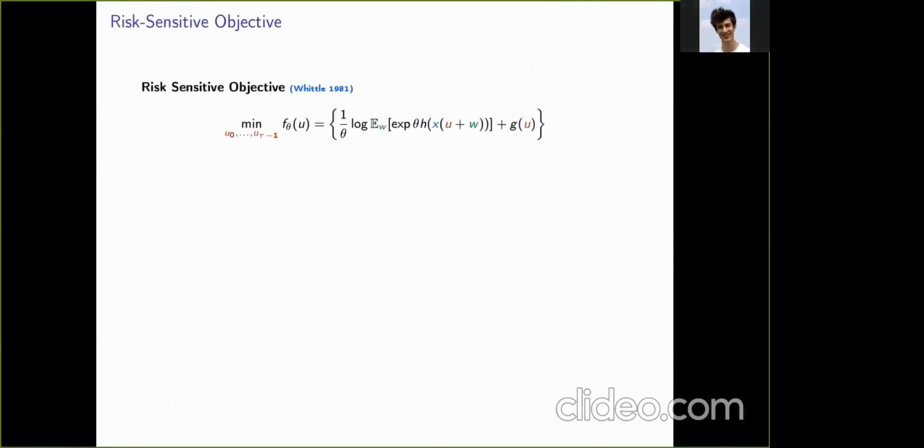So rather than minimizing the average of this cost, we will be interested in a risk-sensitive formulation that minimizes the logarithm of the expectation of the exponential of the cost. The idea behind this formulation is that it captures not only the average cost, but also higher order moments defined by the noise, such as the variance and so on. And hopefully the solution will then be more robust to the noise.